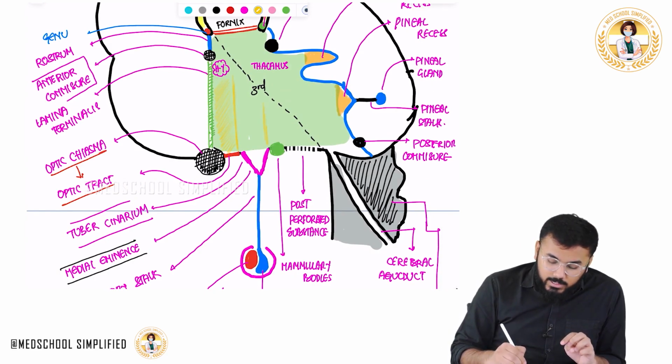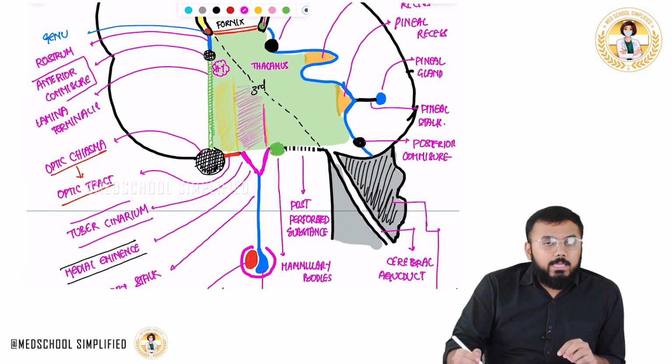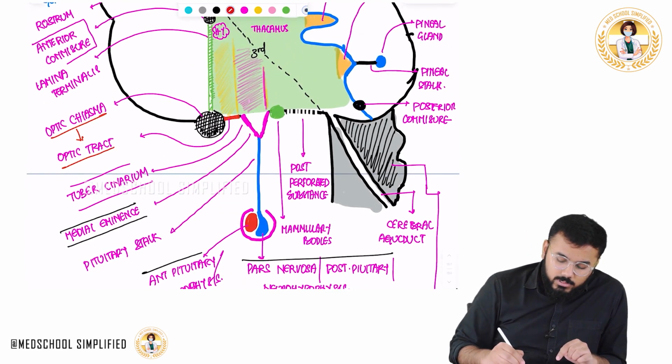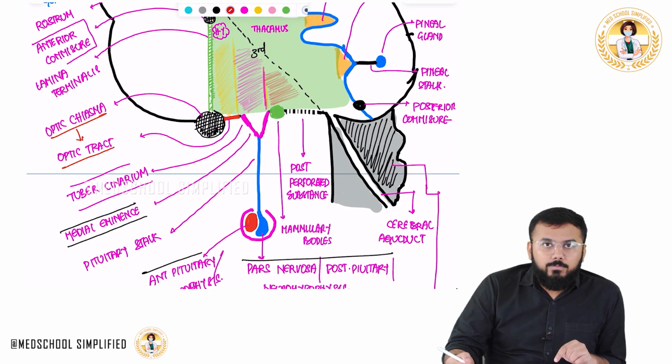Middle region is present exactly above, you see, this is your middle region. Where is your middle region present? Middle region is present exactly above your tuber cinereum. Okay, and where is the posterior region present? So this is your posterior region. Where is your posterior region present? Posterior region is present above your mammillary bodies.